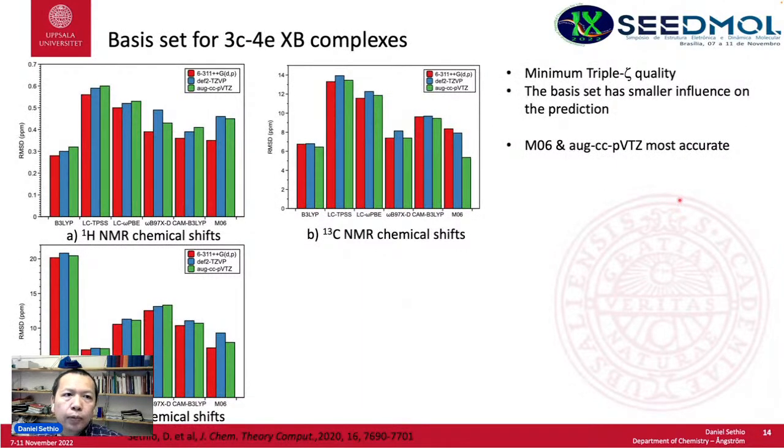And then we also played with different basis sets. We found that triple zeta basis sets give reasonable results, whereas the different flavors from Pople, Ahlrichs, and Dunning basis sets have a smaller influence. So in general, the combination of M06 with the Dunning triple zeta basis set gives the most accurate results.